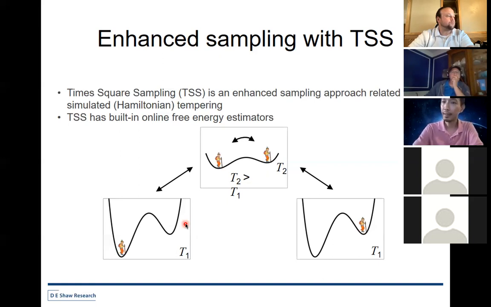One nice thing about TSS, which is not in the original simulated tempering approach, is that for those of you who are familiar with simulated tempering, you've got to estimate a free energy weight for each of the energy functions or rungs that you sample at. And that can sometimes be a pain because those can change as you're doing the simulation. And it's sometimes hard to get an estimate of those at the very beginning when you haven't seen a lot of sampling. So TSS has a built-in online free energy estimator that does that for you automatically. This is still work that we're writing up, but hopefully sometime by the end of the year, you'll see a manuscript about the method itself.